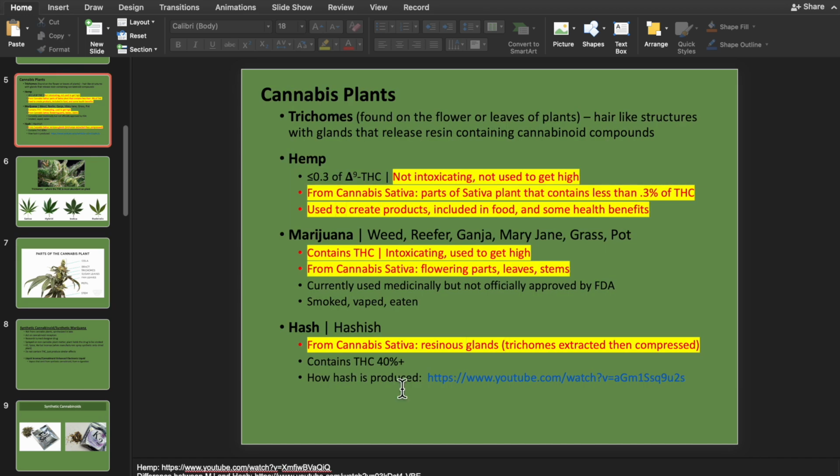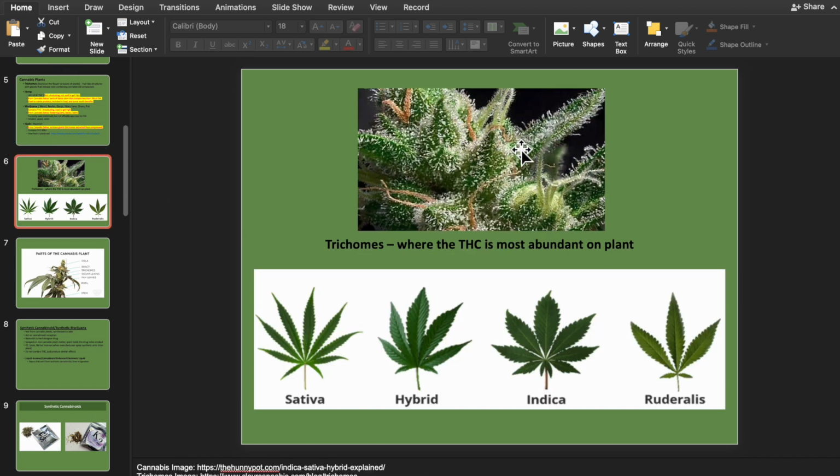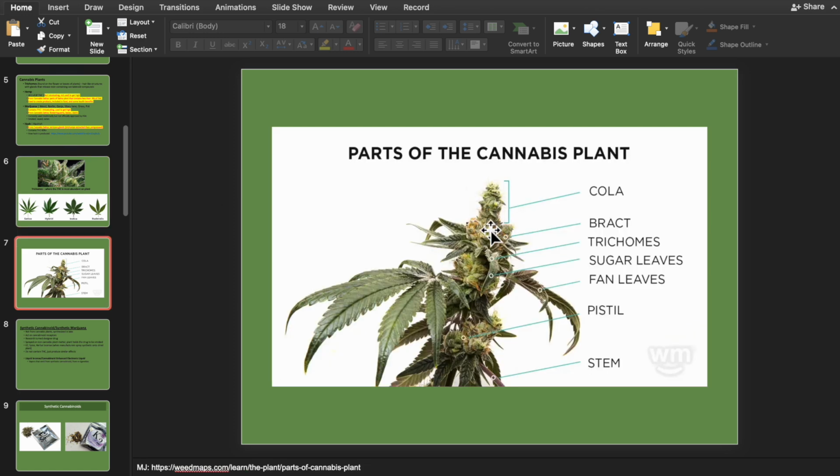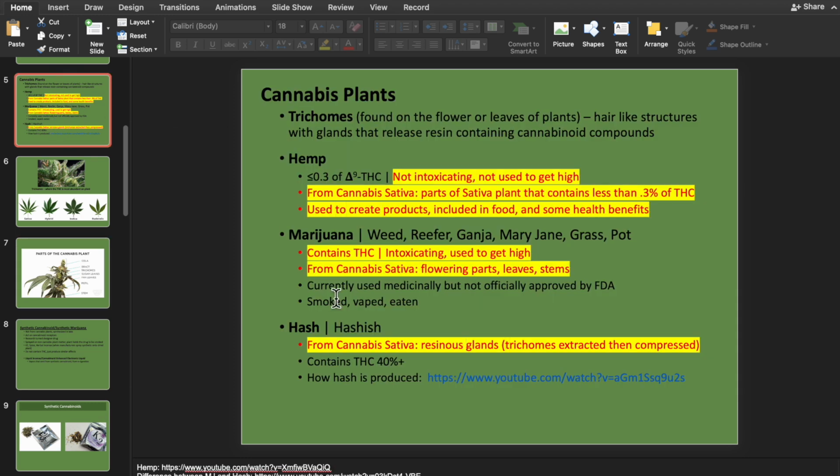So it's made from the resin of the sativa plant. It comes from the trichomes. The marijuana, which is smoked, comes from here. Hash also comes from here, but it has to be processed. What hash is, it's basically the trichomes extracted from the plant and then compressed, and that compression forms it into a brick, and that is hash, that block.